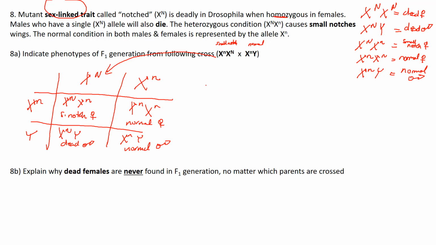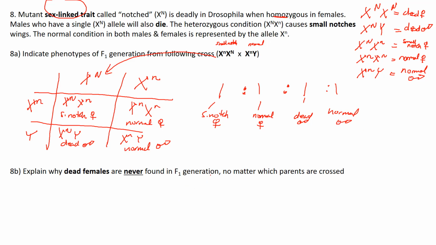So if we take a look at our ratio, 1 of the females is going to be small notched, and that's a female. 1 of them is going to be a normal. You can't just put all the normal males and females together. You've got to separate the males and females. 1 is going to be a dead male, and 1 is going to be a normal male. Okay.